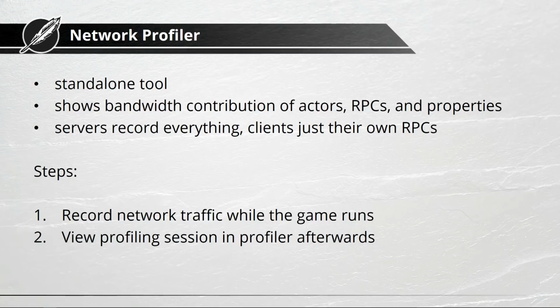So there's a network profiler that has been shipped with the engine, which is a standalone tool. It shows the bandwidth contribution of all your actors and breaks it down to RPCs, which are just functions that are called remotely on a remote machine, like the client that wants to execute some action on the server or vice versa, and properties, which means properties that you've flagged as replicated, and the engine will make sure that these are automatically replicated whenever the values change.